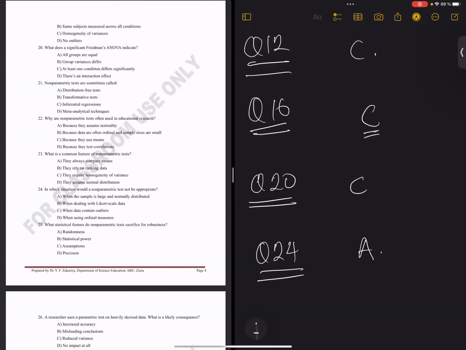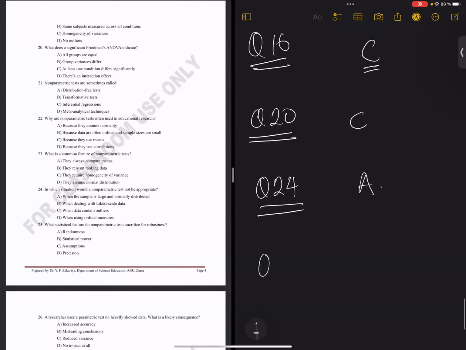When dealing with Likert scale data, yes, we use non-parametric tests here because we'll be dealing with ordinal data. When data contains outliers, this is a good situation to use non-parametric tests because we are dealing with ranks, not the actual data. So the outliers may not affect it, unlike in parametric tests, where outliers will skew the mean and even the standard deviation. When using ordinal measures, definitely yes. So the situation where it is not appropriate to use a non-parametric test is when the sample is large and normally distributed.